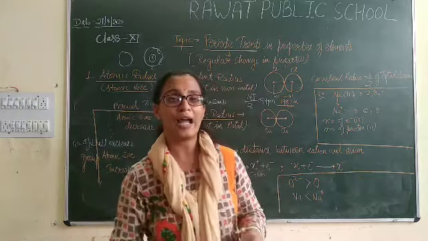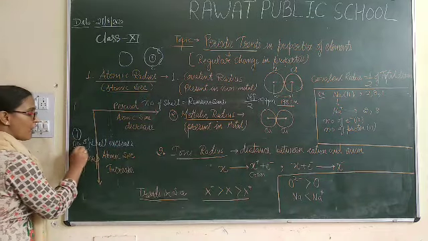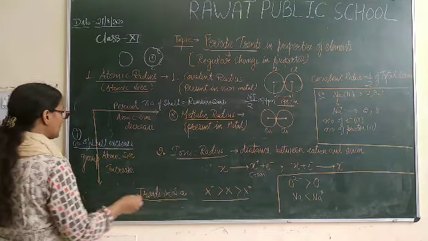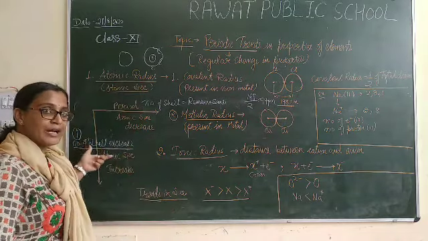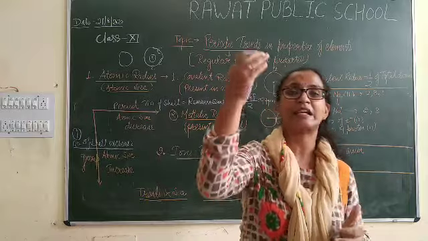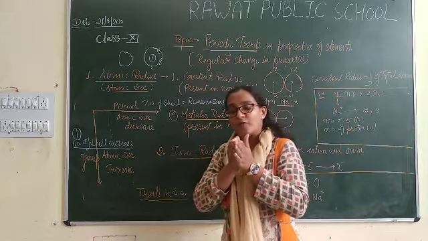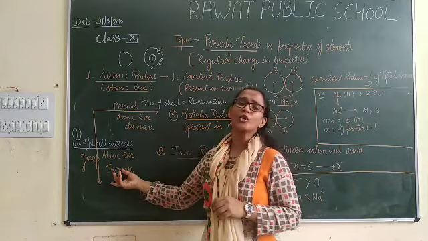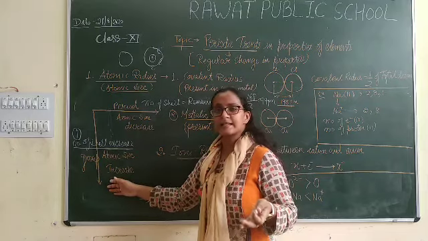If someone asks you why it increases, there are two answers. First, as we move down the group, the number of shells increases. Second, as the number of shells increases, the attraction force between the positive protons and the negative electrons in the outermost shell also decreases because the electrons move farther apart. As we move down, the electrons are far from the protons. That's why, as we move down the group, we can say its size is increasing.